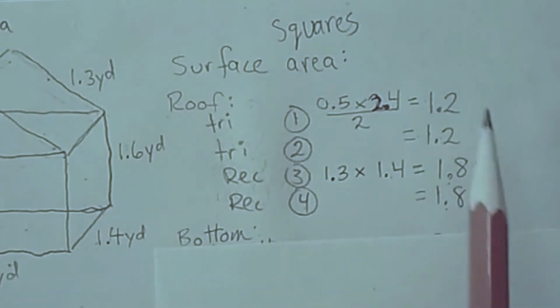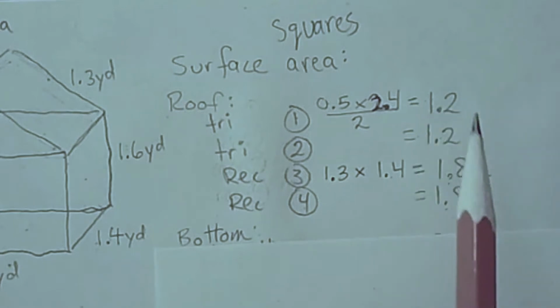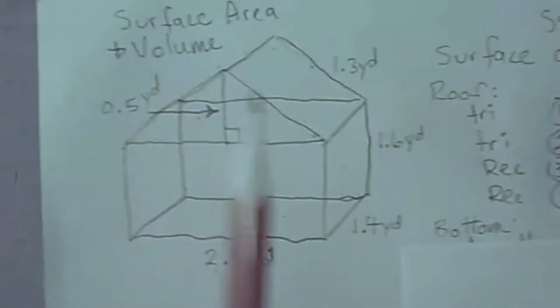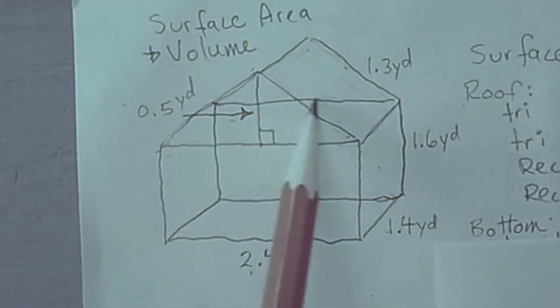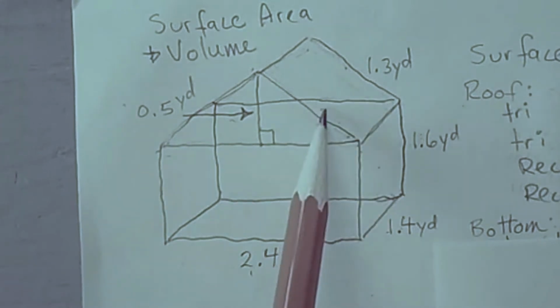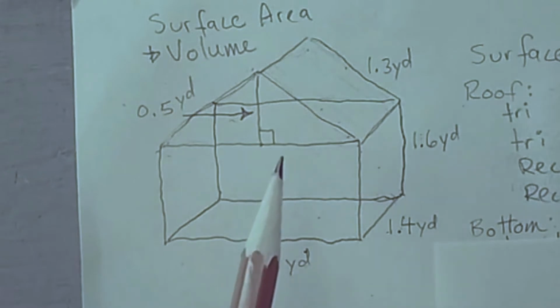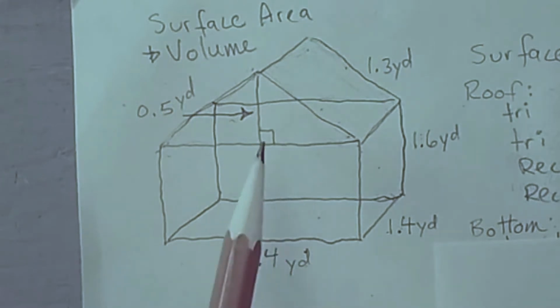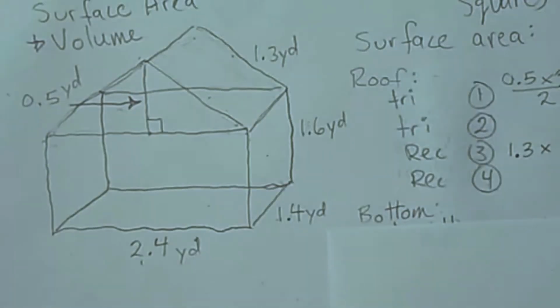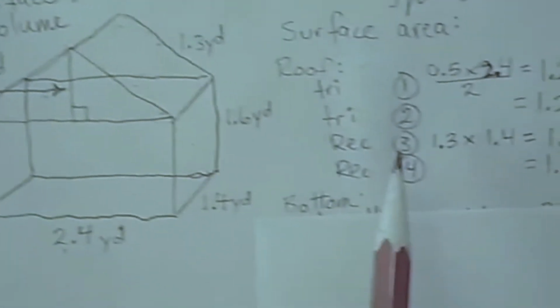This is the entire triangular prism. Now, I realize that there's a rectangle that separates the triangular prism from the rectangular prism, but that's shared by the two. We're not going to include that in our surface area. So there are only 4 areas to take for the roof part.